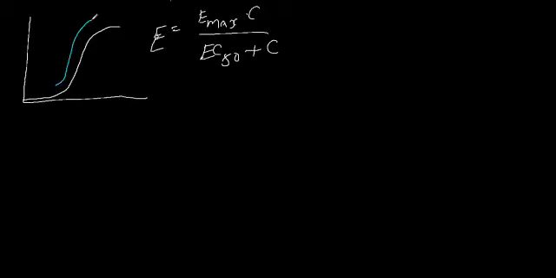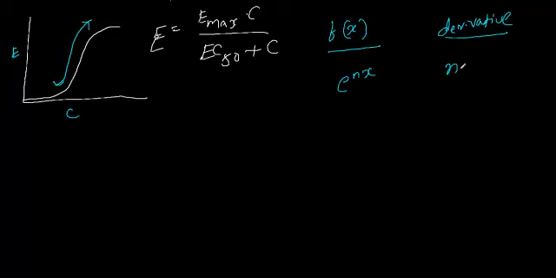For this region, the slope for this particular region, from here till here. This is effect, this is concentration. So before we determine the slope, let's take a look at some of the basics of mathematics, the calculus. So when f of x is equal to e to the power of nx, then its derivative, as you are aware, is n times e to the power of nx.